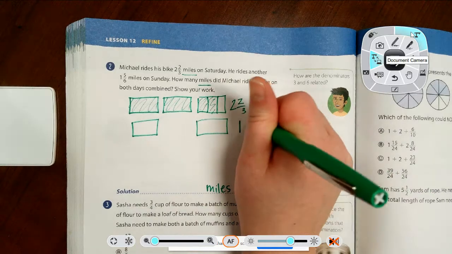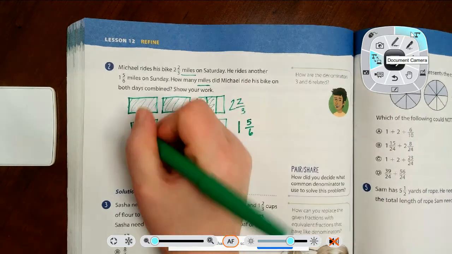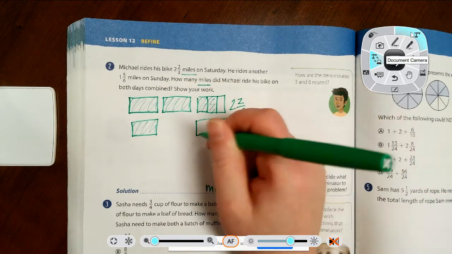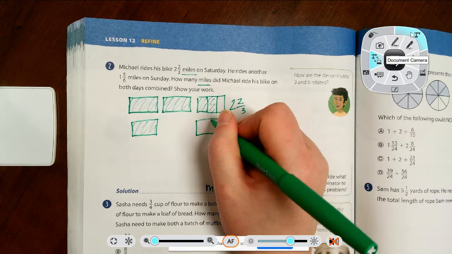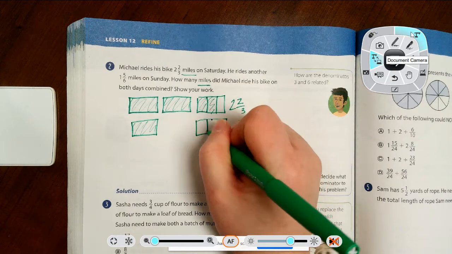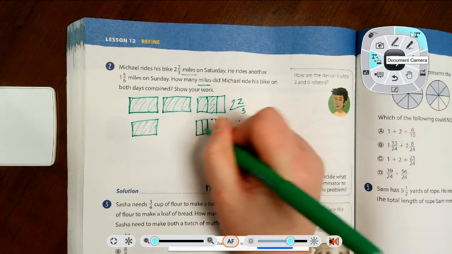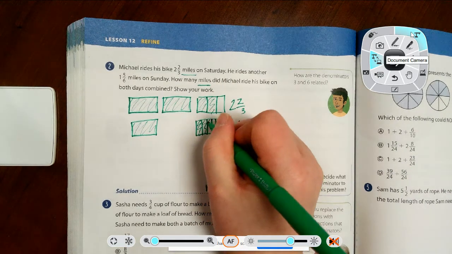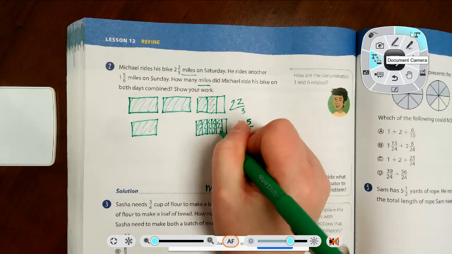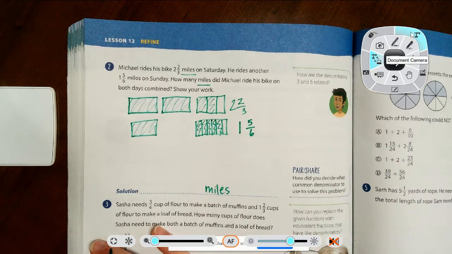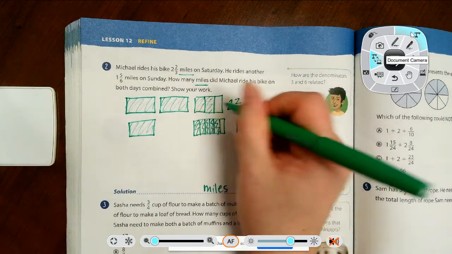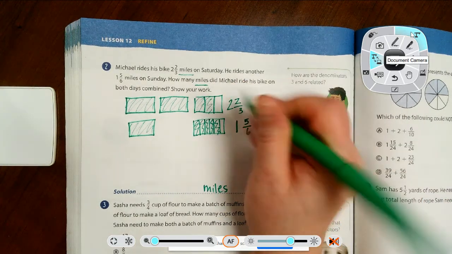And this is 1 5/6. So I'm going to shade in my whole. And then I'm going to break this up into 6 pieces. So I'm going to go 1, 2, 3, 4, 5, 6. Now, what you'll notice after I shade in these 5 is that I can turn a 3 into a 6. So I know that I can break this up into 6 even spaces just like this.